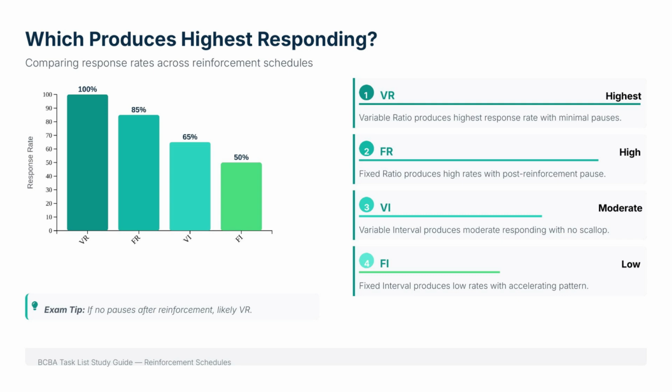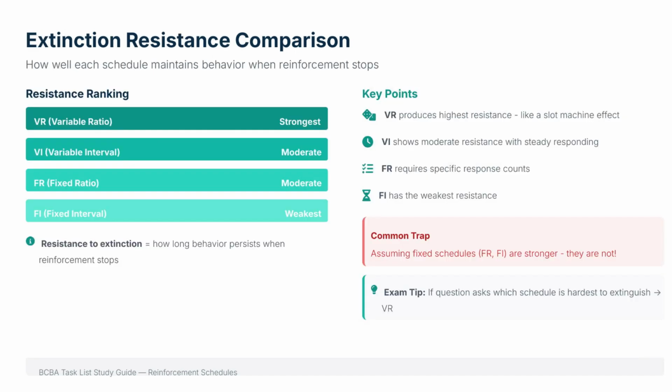Now let's compare resistance to extinction. In terms of resistance to extinction, the ranking is VR, strongest. VI, moderate. FR, moderate. FI, weakest. Variable schedules generally produce greater persistence than fixed schedules. This is a major exam principle.